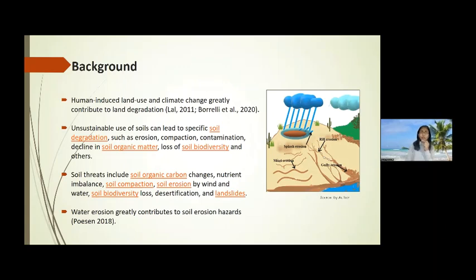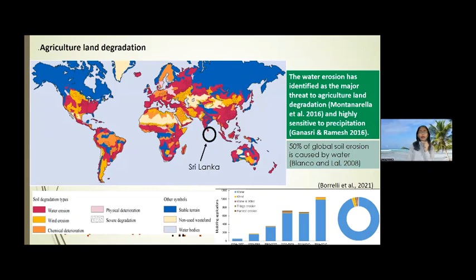Water erosion greatly contributes to soil erosion hazards. There are several types of land degradation. However, 50% of global soil erosion is caused by water. Water erosion has been identified as a major threat to agricultural land degradation.